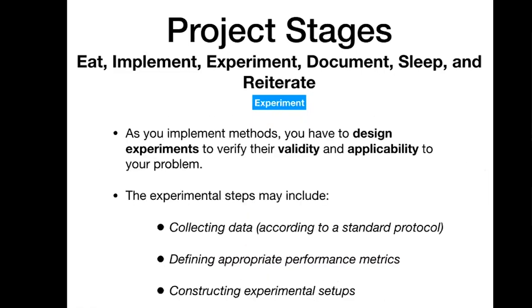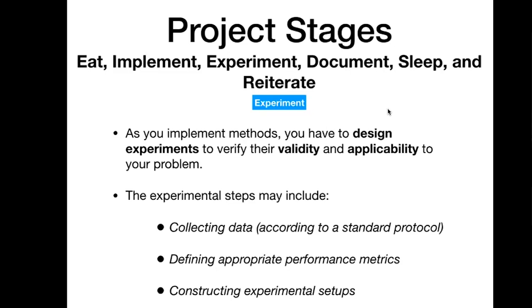And then you have the experimenting stage. After you implement a method, you have to design experiments to verify its validity and applicability to your problem. This is very important and critical, because once you design a method, you have to think about how to evaluate it and what sort of results it could give. So you have to design very standard and neat experiments to conduct that validity survey.